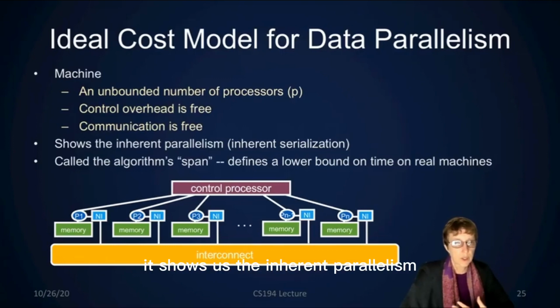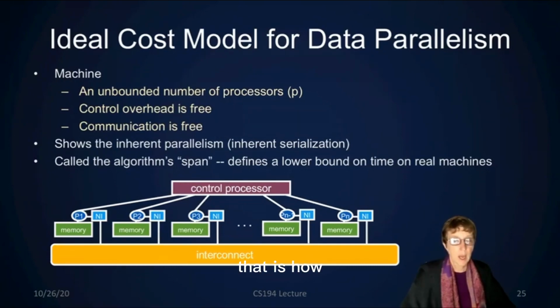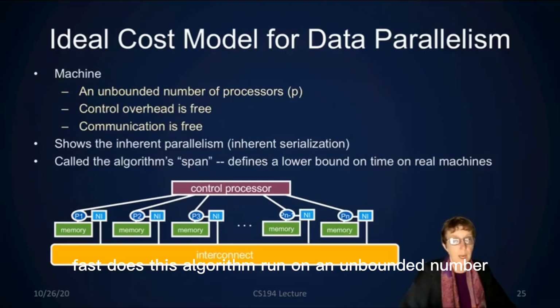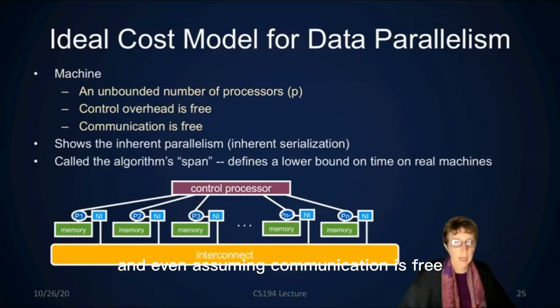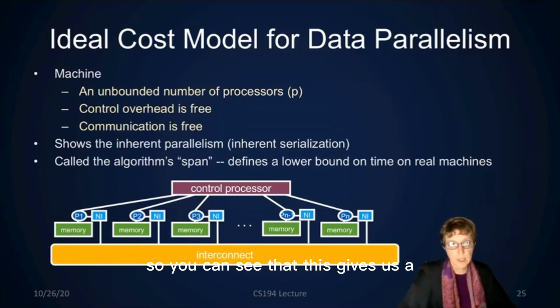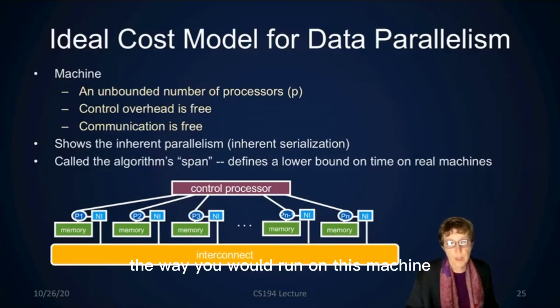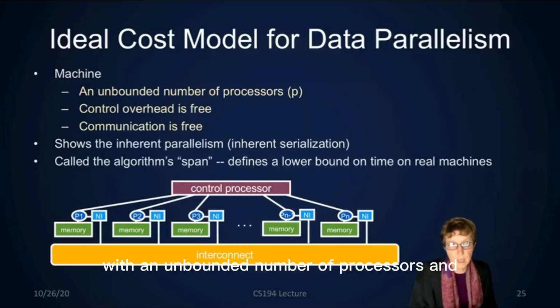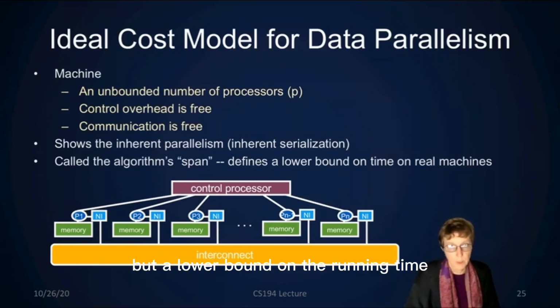And what this does is it shows us the inherent parallelism in the problem that you're working on. It's oftentimes called the algorithm span. That is, how fast does this algorithm run on an unbounded number of processors? Pick as many processors as you want. How much parallelism is there in the algorithm that you've described? And even assuming communication is free. So you can see that this gives us a lower bound. You can't run any faster than the way you would run on this machine with an unbounded number of processors and free communication and free control. Or an upper bound on the speedup too, but a lower bound on the running time.